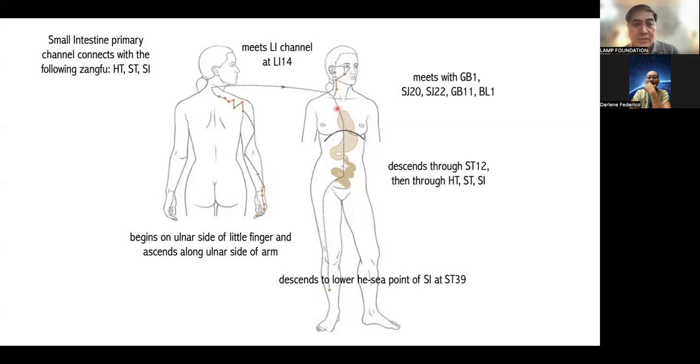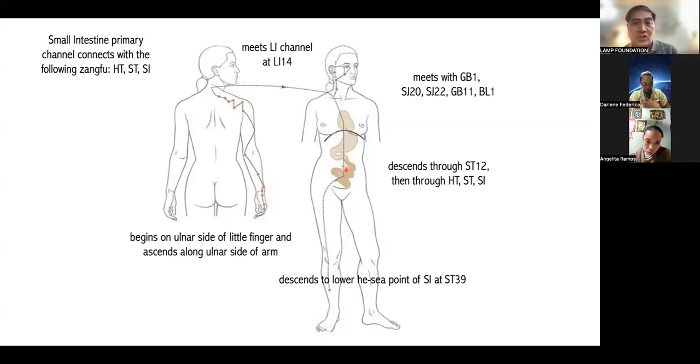Here is the esophagus. Where is the esophagus? Is it in front or at the back? You should know that, okay? Okay. So it descends along the esophagus, crosses the diaphragm to the stomach. So it arrives. Before reaching its associated organ, the small intestine, the small intestine channel intersects the conception channel internally and very deep at points REN 13 and REN 12.